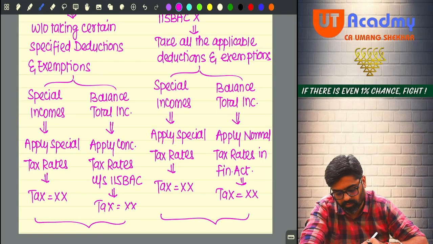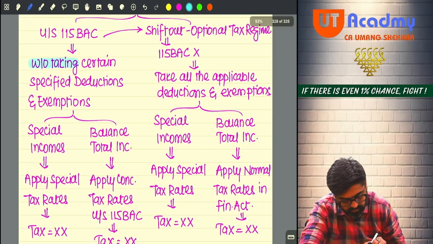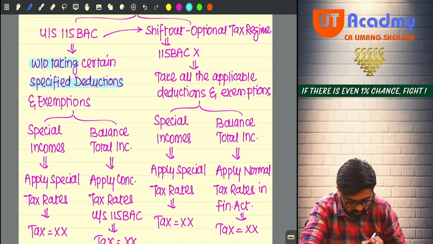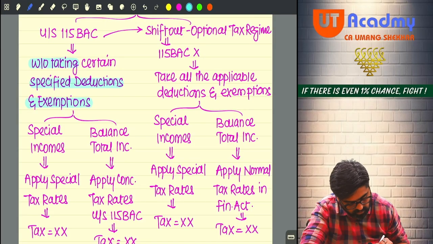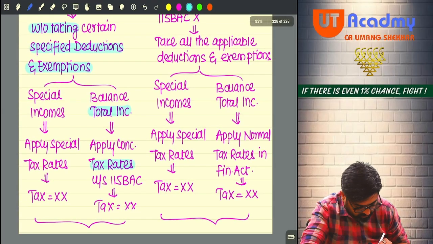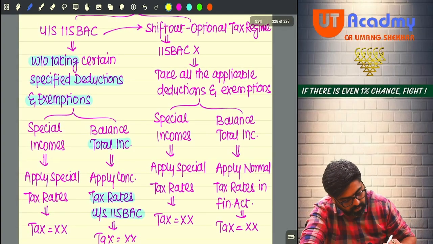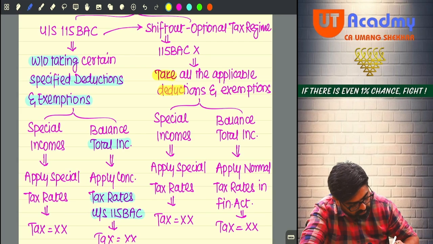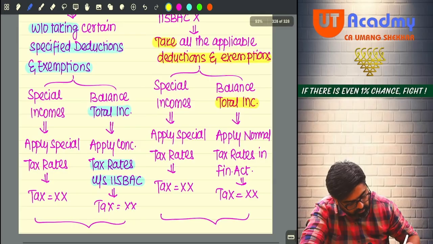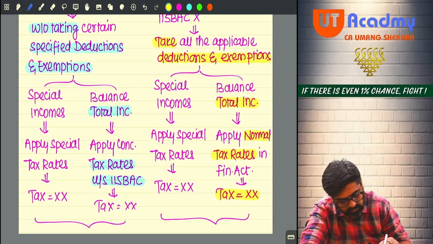So tell me, without taking specified deductions and exemptions, the total income will come. On that total income, you apply tax rates under section 115BAC. But if you are taking deductions and exemptions, then on your total income, what rates are you supposed to apply? Normal tax rates. Then you calculate this tax. Both the taxes will be different.